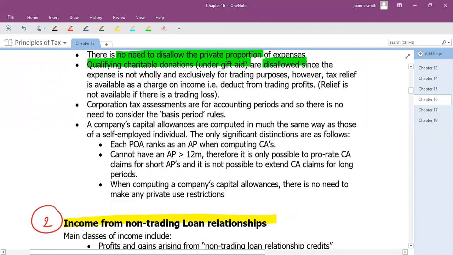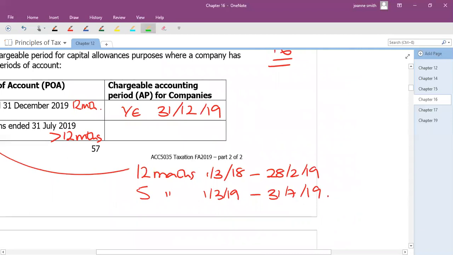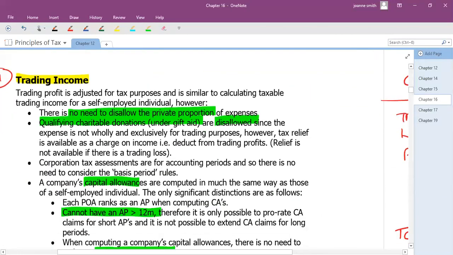Other things to bear in mind, the last point, capital allowances, pretty much the same as an individual. I suppose the main difference is that you must consider that you can't have an accounting period for more than 12 months and there is no need to make private use restrictions. So when we did capital allowances, if we had a 16-month set of accounts, we work the allowances out for 16 months. A company can't do that. They will work out the allowances for, say, this example, for 12 months and then the capital allowances for 5 months. So they'd split it into the 2 periods.